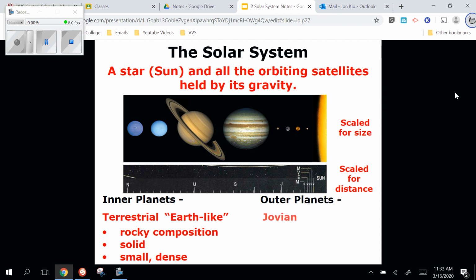Outer planets, Jovian. Jovian is a word that means Jupiter-like. You hear them called the gas giants. All right, reason is because they're gaseous. They don't have a solid surface. They're larger. Because they're gaseous, they're less dense. We think that there may possibly be solid cores down in the center, but we're not 100% sure. But there's no surface that we can speak of. It's hard to tell where the surface ends and the atmosphere begins.